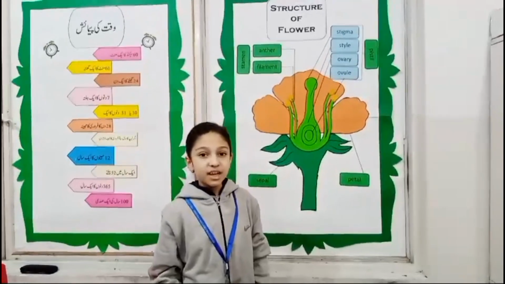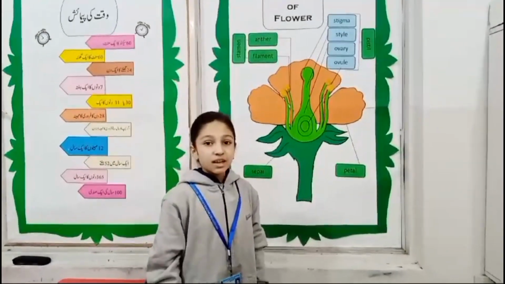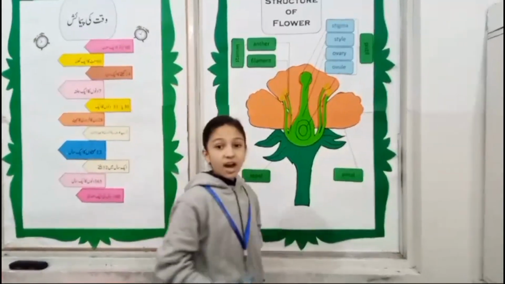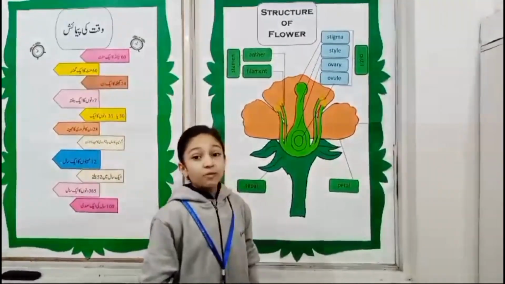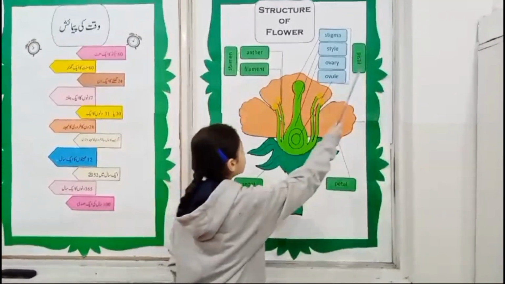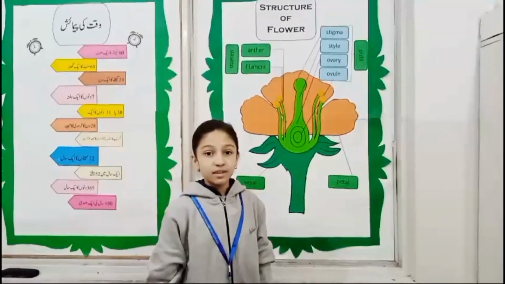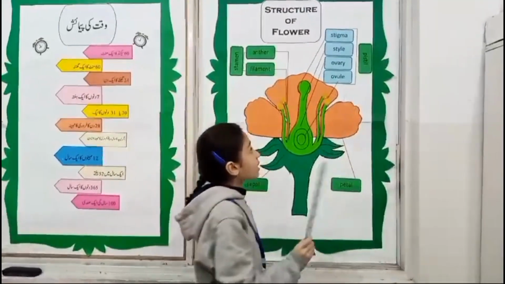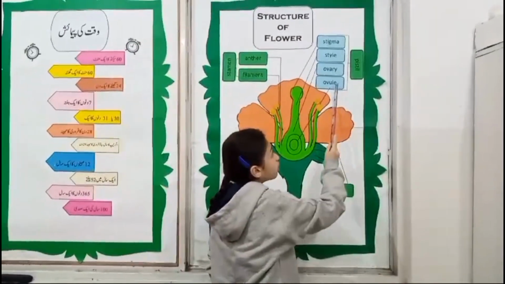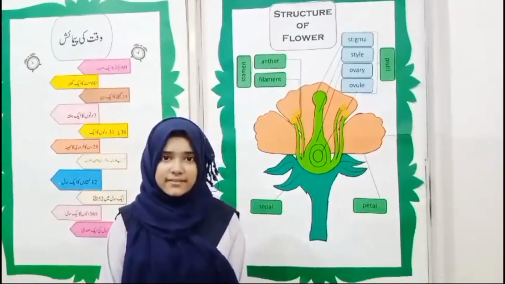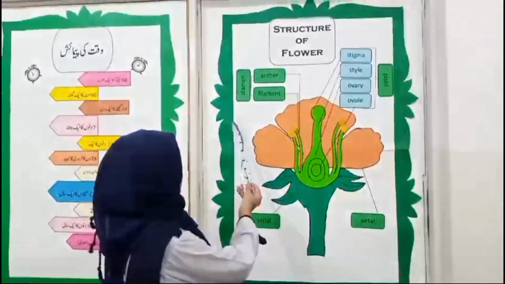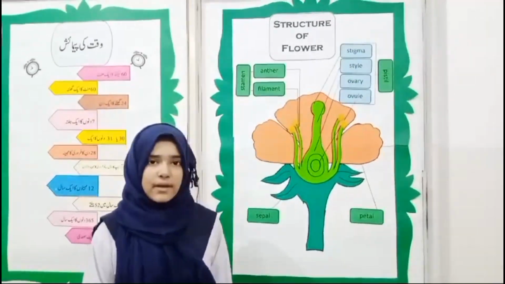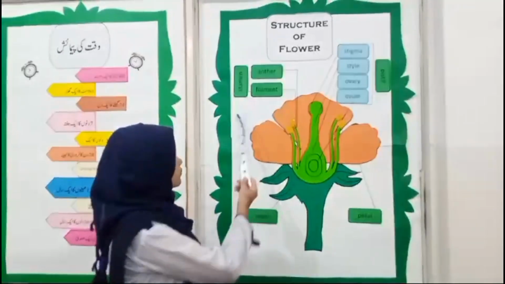Assalamualaikum, my name is Meera Badnan. Okay, Meera, what are you going to do over here? I am going to explain the structure of the flower. And how many parts does a flower have? The flower has four parts: stamen, pistil, sepal, petal. And what are you going to explain? I am going to explain pistil. Pistil has four parts: stigma, style, ovary, ovule. My name is Mariam. Mariam, what are you going to explain? I am going to explain stamen. And what is stamen? Stamen is the main part of the flower. How many parts does it have?